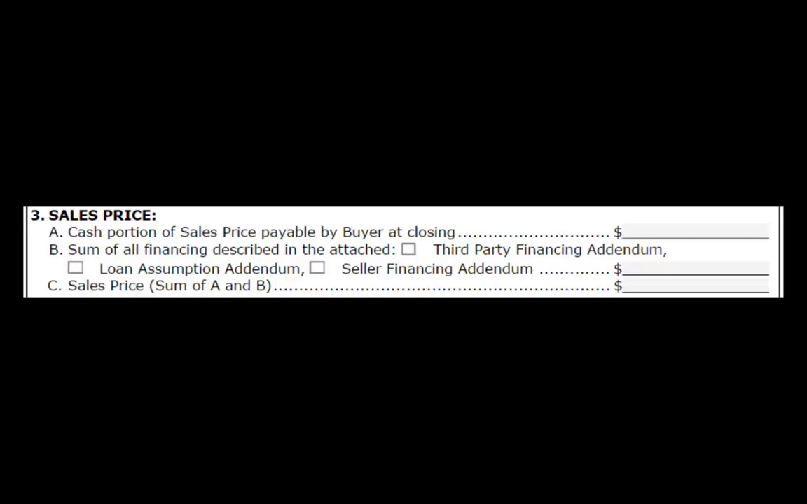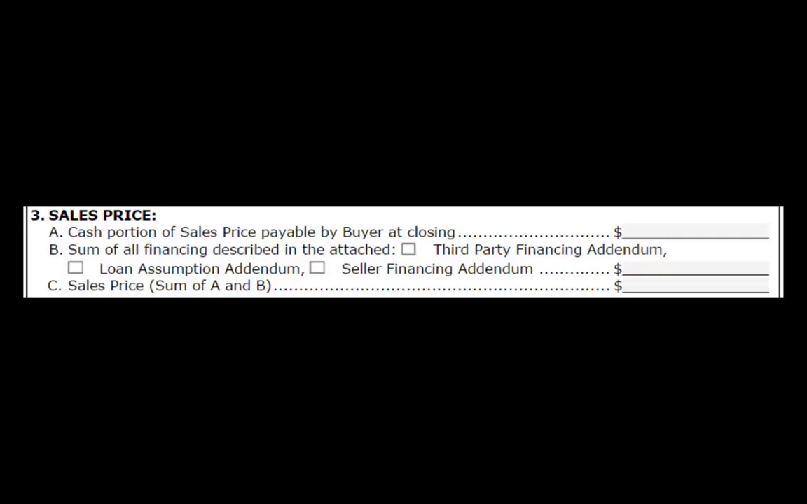Now TREC did go in and totally revise the third-party financing addendum. Basically, they took all the language that was in paragraph 4 before they revised this TREC contract and added that to the third-party financing addendum, and they took the reverse mortgage stuff out of it. But we're going to get into detail on that third-party financing addendum in a different video.